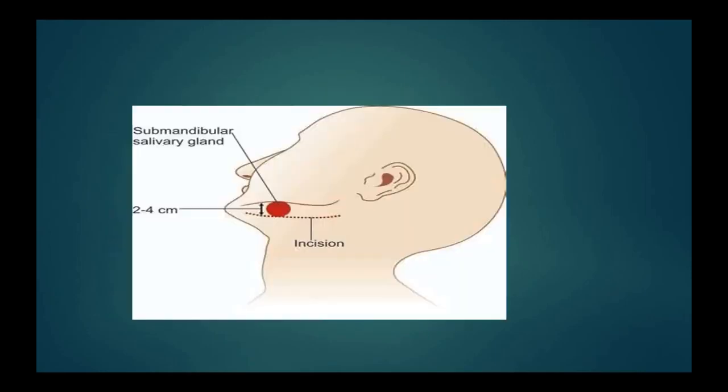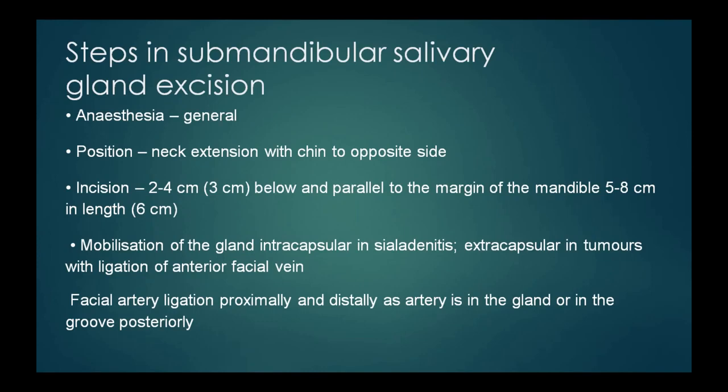So these are the pictures showing mandibular swelling, which is a malignant tumor of the submandibular gland. Treatment is submandibular gland excision, both superficial and deep lobe of the submandibular gland. The incision is put 2 to 4 centimeter below the lower border of the mandible in order to protect the marginal mandibular branch of the facial nerve.